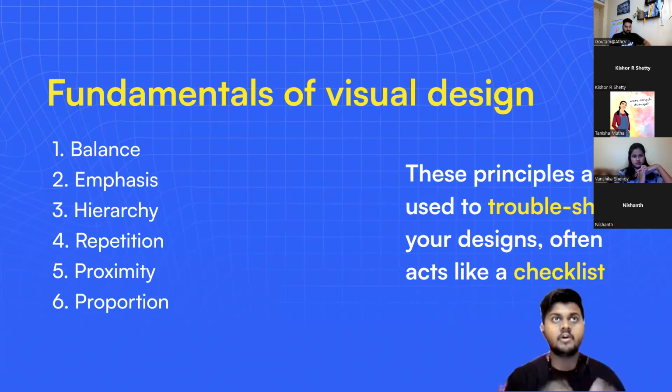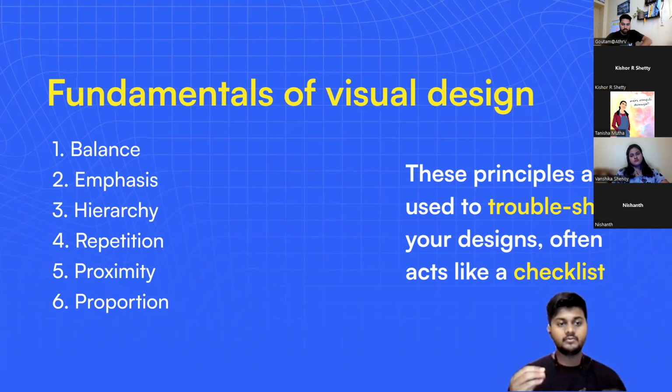Let's say that you are redesigning a screen, so these fundamentals of visual design, all these principles, are going to help you troubleshoot it. They're going to help you fix those designs, and they often act like a checklist. Under these fundamentals, there are 6 basic and very major fundamentals. We saw balance, emphasis, hierarchy, repetition, proximity, and proportion, where we had also seen examples around how these principles are used to design user interfaces.